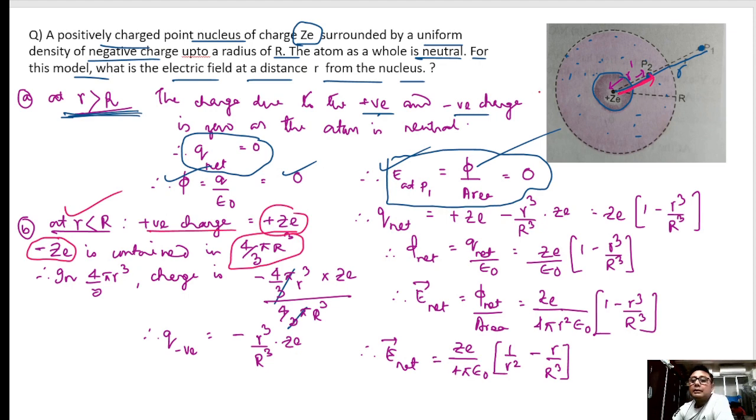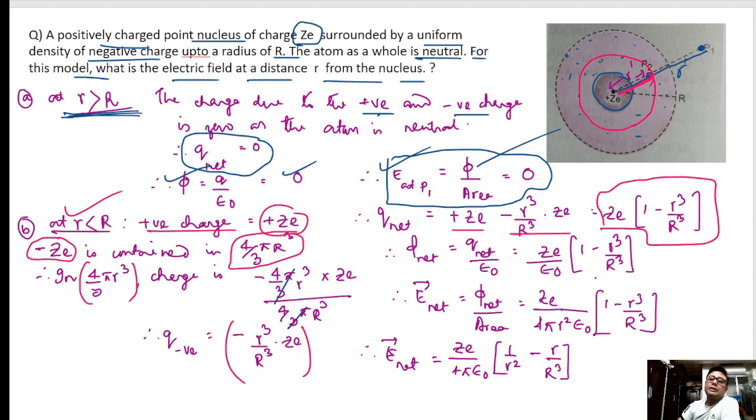So in this much volume, how much negative charge is there? In the full 4 by 3 pi r cube, the negative charge is minus ZE. So only in this much volume, how much negative charge is there? So it is this much. So now we have got the total charge. This is the plus charge and this is the minus charge. So this is the total charge up to a distance R.